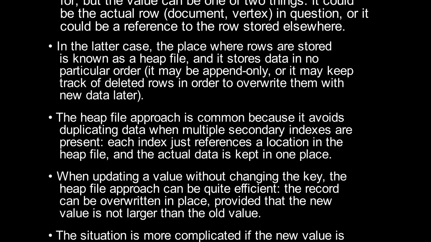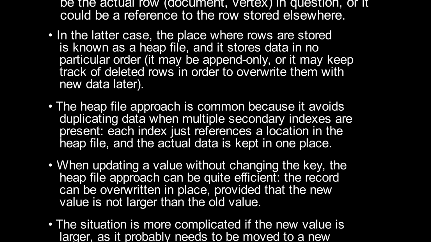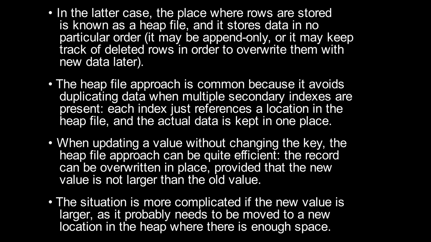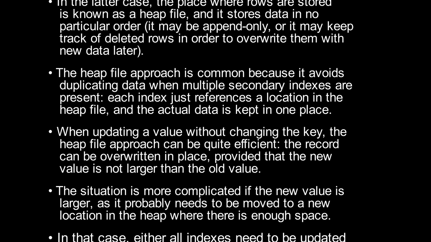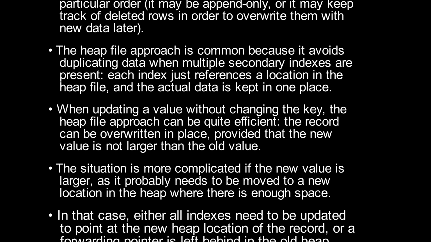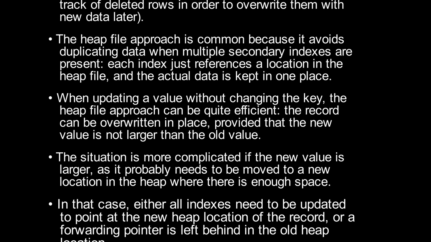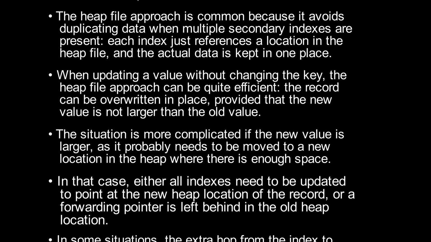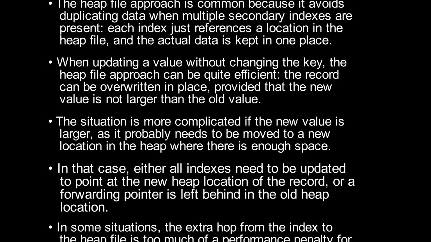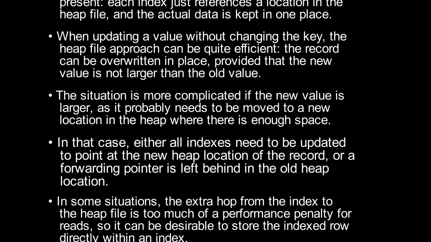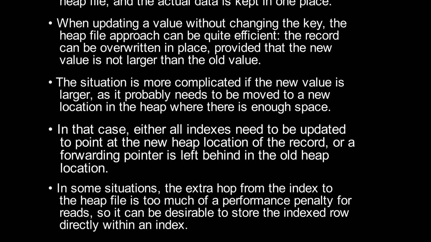When updating a value without changing the key, the heap file approach can be quite efficient. The record can be overwritten in place, provided that the new value is not larger than the old value. The situation is more complicated if the new value is larger, as it probably needs to be moved to a new location in the heap, where there is enough space. In that case, either all indexes need to be updated to point at the new heap location of the record, or a forwarding pointer is left behind in the old heap location.